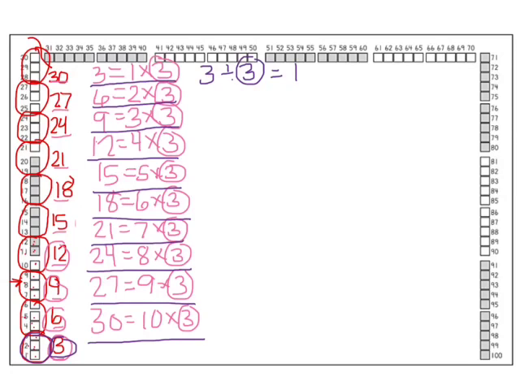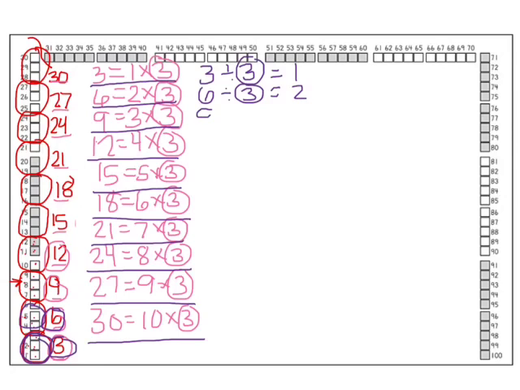Let's go to our group size. We have 6 divided by our group size, 3. I'm sorry, we go with our total. 6 divided by 3 equals, let's go to our count by over here and find 6. We have 2 groups of 3. So 6 divided by 3 equals 2.